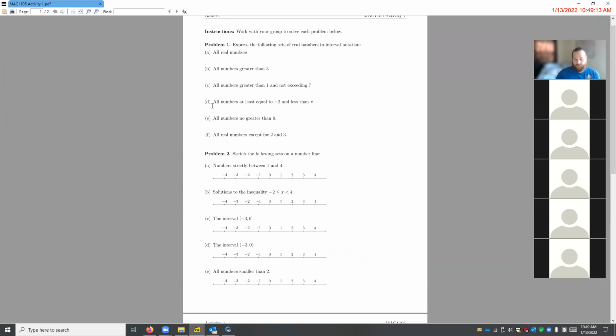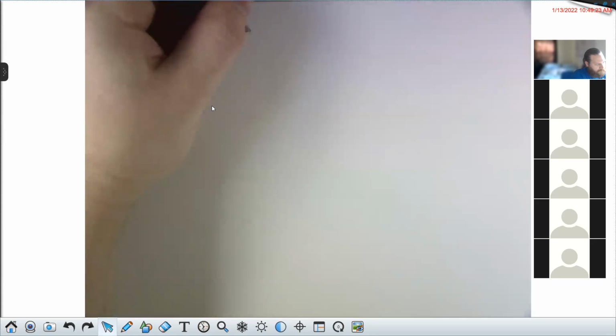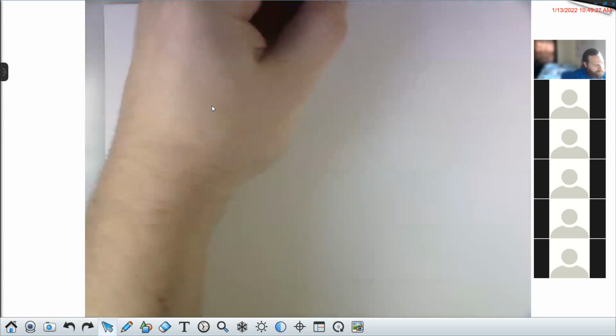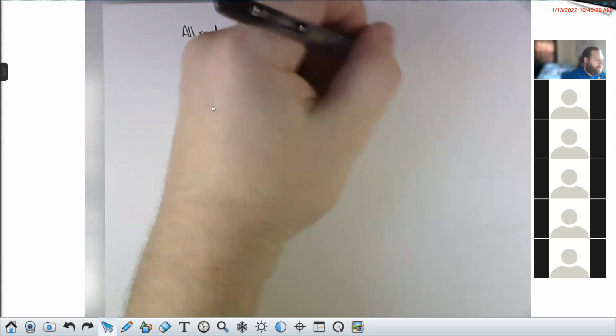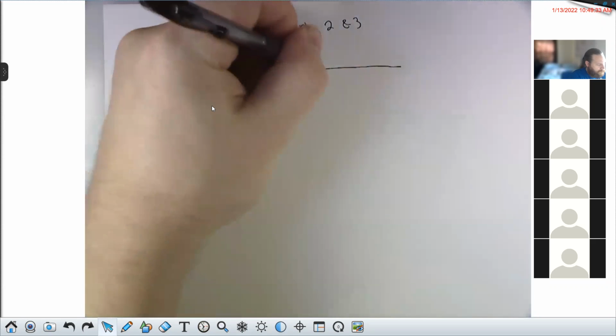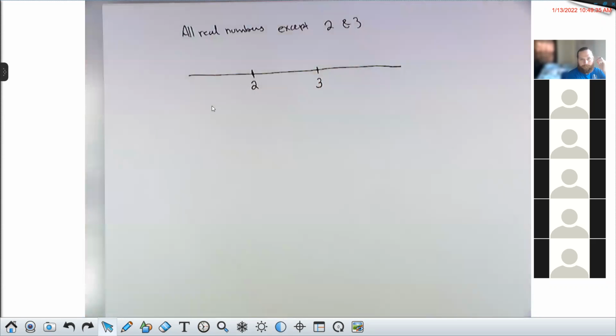Yeah, all real numbers except for 2 and 3. This is a tricky one. So I have a particular trick for this. First, let's sketch it on the number line. So I'll put 2 here and 3 here. I don't want 2 and 3. I do want everything else.